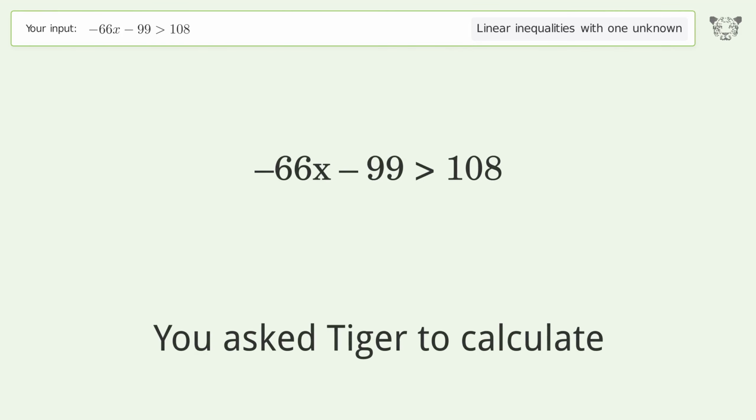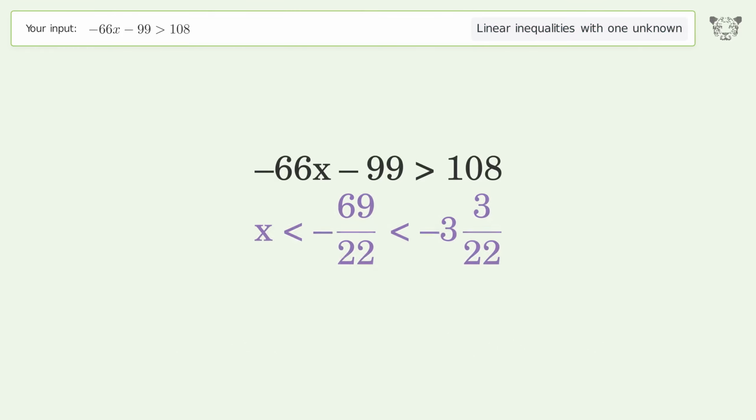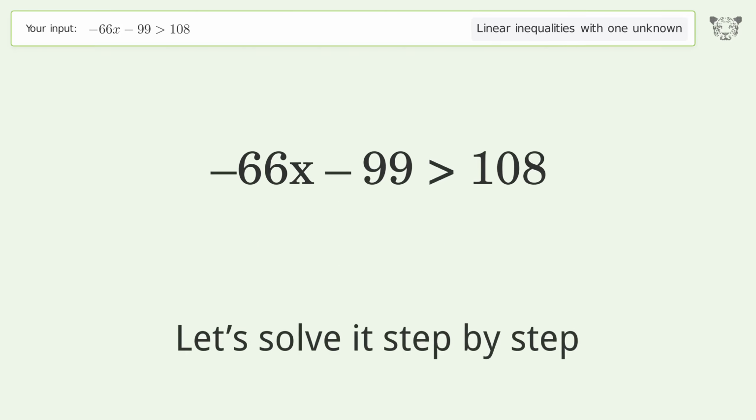You ask Tiger to calculate. This deals with linear inequalities with one unknown. The final result is x smaller than -69/22 smaller than -33/22. Let's solve it step by step.